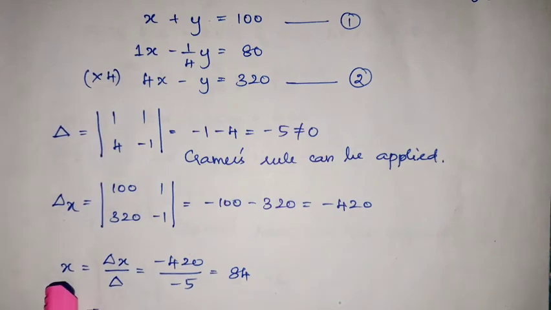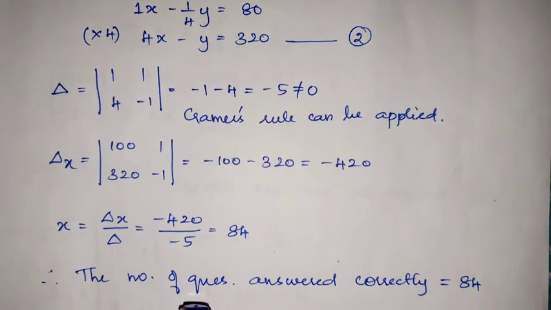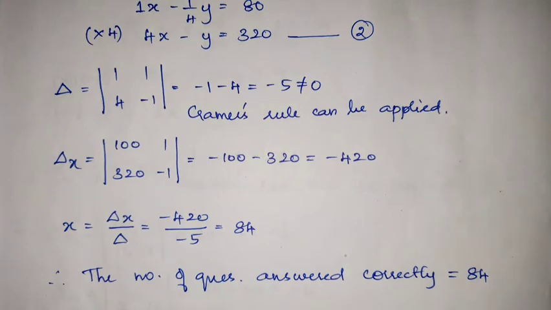So to find the value of x, del x divided by del: minus 420 divided by minus 5, which is equal to 84. It means the number of questions he has answered correctly is 84.